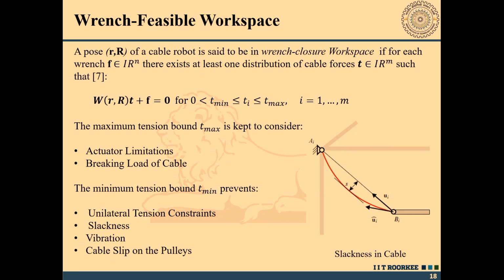If we talk about the wrench feasible workspace, we can define that by this matrix W, R into the tension in the cables vector plus the forces acting on the mobile platform, and of course, these tensions are within a certain range, a minimum and maximum value. Basically, the maximum bound is considered considering the actuator limitation and breaking load of the cable, and the minimum bound is considering the unilateral tension constraint, slackness, vibration, cable slip and all.